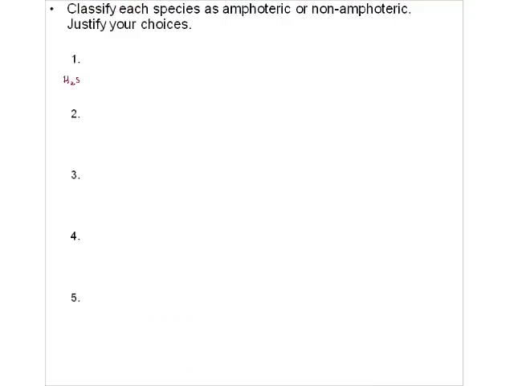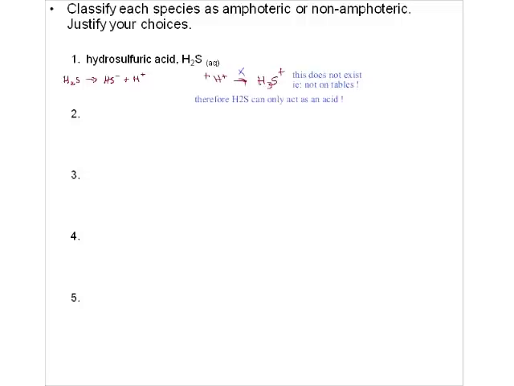Okay, a couple of examples. We want to be able to identify if something is amphoteric or non-amphoteric, and we want to justify our choices. The first one we're looking at is H2S. I'm simply showing H2S being able to donate a hydrogen. Yeah, it has a donatable hydrogen there, but it's not capable of accepting a hydrogen.